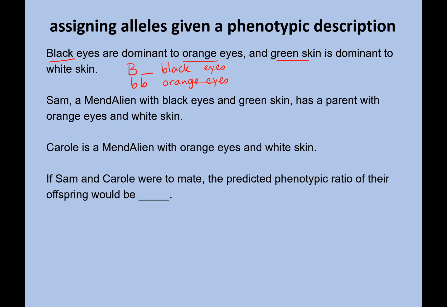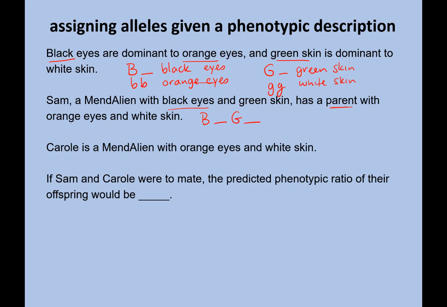And that green skin, I'm going to give it a big G, green skin, is dominant to white skin. So I know white skin is my recessive. I've defined my alleles. So important. Sam, a Mendelian, get it? Mendelian? Ha, okay. With black eyes, so Sam is black and green skin, right?